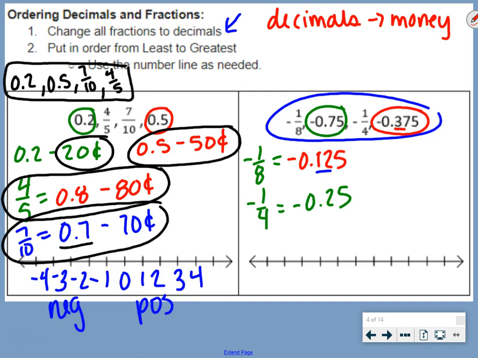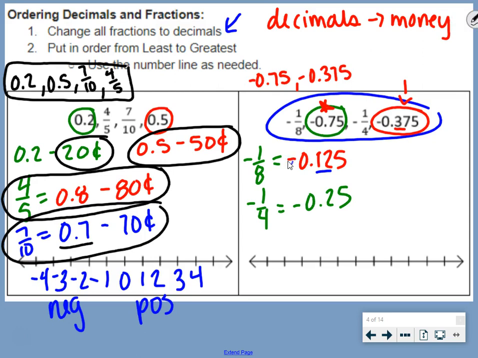So when we're working with negatives, we have to think backwards. Which debt is the most? And that would be this one right here, which means that's the least because we don't want to be in debt more money. So we have to put that one first. So that's why I said we have to think backwards. So then the next amount of debt up would be this decimal, -0.375, because that would be in debt 37 cents.